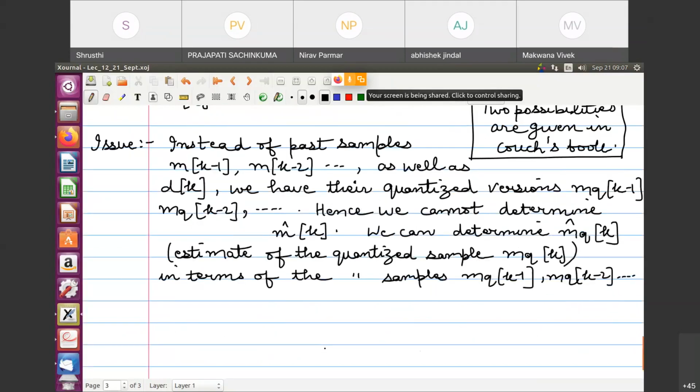So this leads to an increase in error in reconstruction.